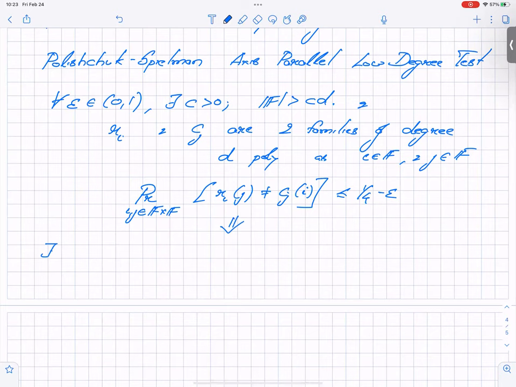there exists a common explanation for both the row polynomial and the column polynomial. There exists a bivariate polynomial Q(X,Y) of individual degree D in either variable.